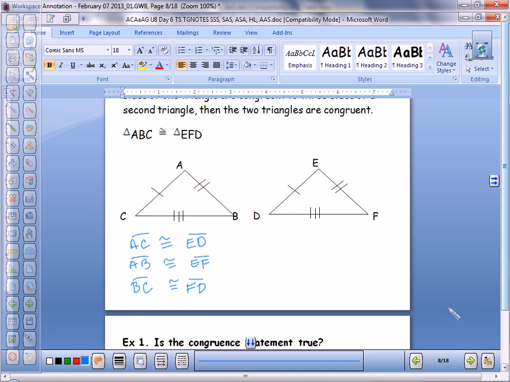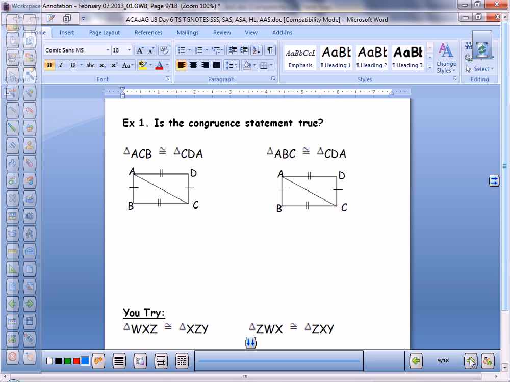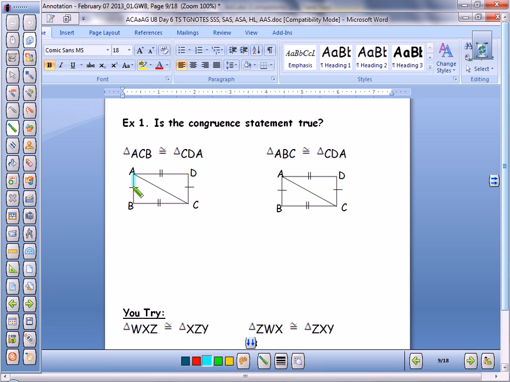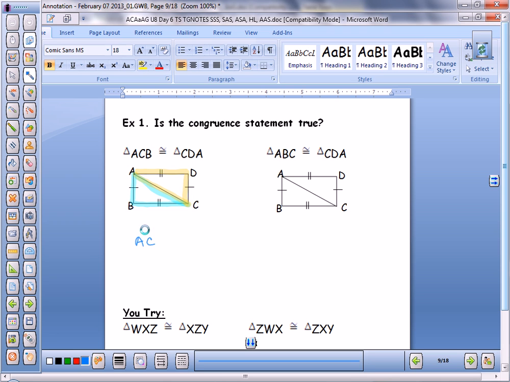Okay, so we're looking at these, and we're trying to figure out, is the congruence statement true? Well, let's look at it and see if they're even congruent to start with. So if we look at this, we have this triangle here. There's one. And then the other one is here. Do you see that they share that side AC? Okay. Is AC congruent to itself? Yes. And do y'all know there's a special term for that when we say that something is congruent to itself? It's called the reflexive property.